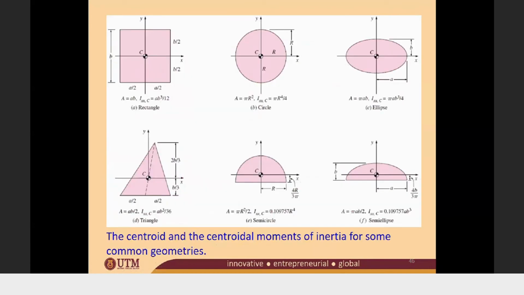So this is the value of IXX for various geometry. For this rectangle, your IXX is A B to the third divided by 12, whereby A is the horizontal and B is the vertical. For a circle, it is pi r to the fourth over 4.